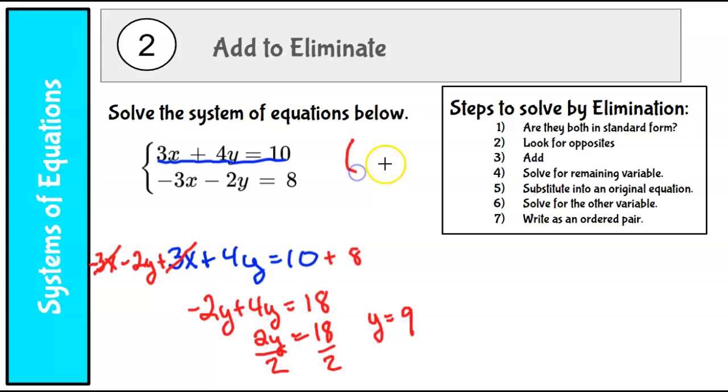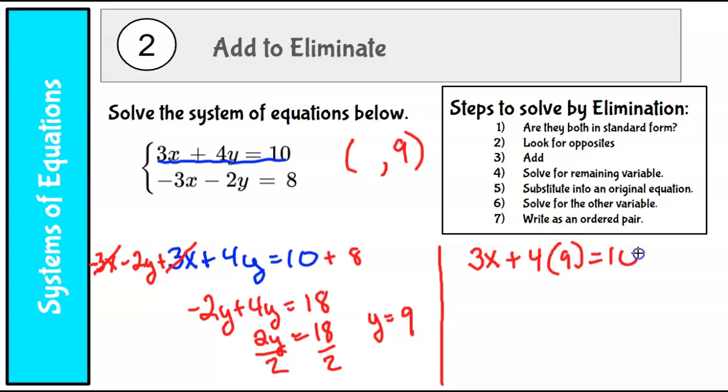Now, we have y. So remember, the whole goal is to figure out the x and the y that work in both equations. So I have y equals 9, but I don't know what the x is, but I can figure it out. So the way I do that is I go back to one of the original equations. Like I've figured out one key that I can plug in here, and now I can figure out the other variable. So 3x plus 36 equals 10.